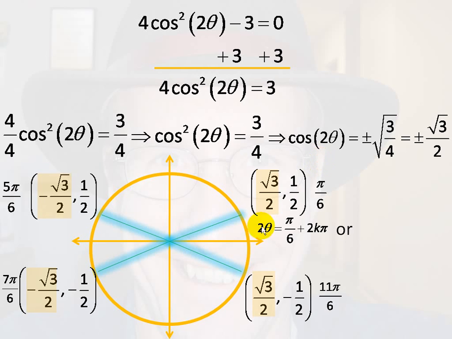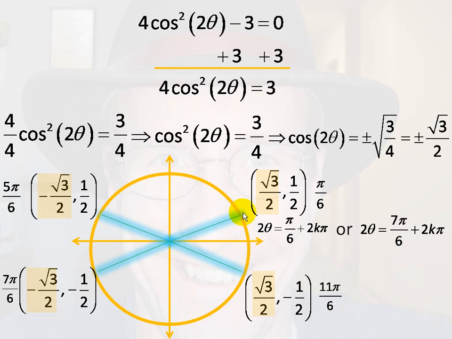So notice, we get 2 theta equals pi over 6 plus 2k pi. That's the general solution for this one, pi over 6. Or 2 theta equals 7 pi over 6 plus 2k pi. And that corresponds to this quadrant 3 angle. So we've got the quadrant 1 angle and the quadrant 3 angle. You may be wondering, well, why did I do that? Why didn't I go quadrant 1, quadrant 2, quadrant 3, and quadrant 4?